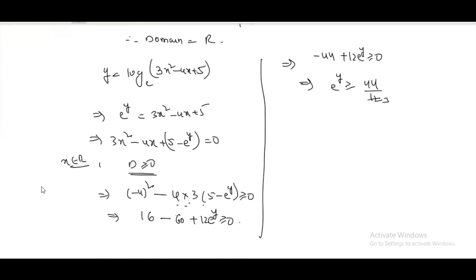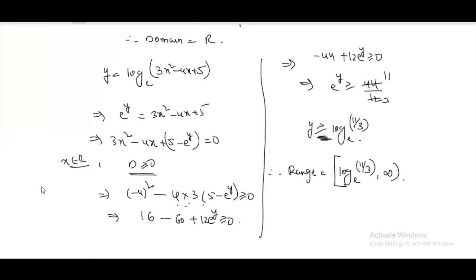So here 4 3s are 12, 4 11s are 44. So y is greater than or equal to log of 11 by 3 to the base e. So therefore the range is a closed interval, because we have greater than or equal to, from log 11 by 3 to the base e to plus infinity. So that is how to find the range of a given function.